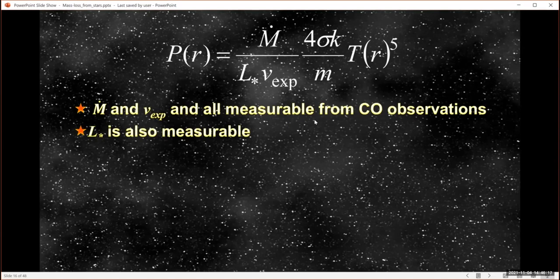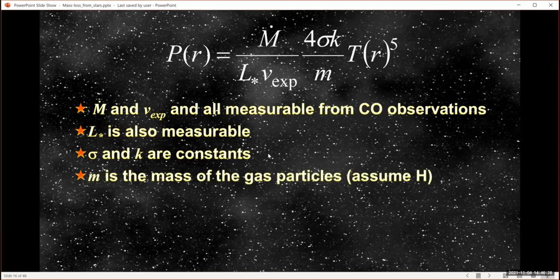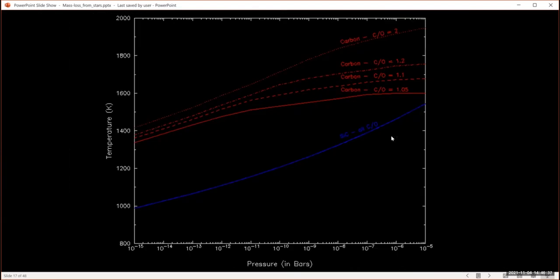Luminosity of the star is measurable too. And then we have sigma and K, which are the Stefan-Boltzmann and Boltzmann constant, respectively. And then M is the mass of the particles. In this case, it's going to be mostly hydrogen or possibly molecular hydrogen, so a mass of 1 or 2 AMU. And so let's look at what this does when we actually put these together.